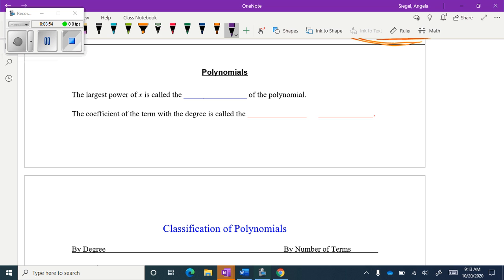Okay, so this part is nothing new. We're just going to review polynomials. The largest power of x is called the degree of the polynomial. A lot of times we need the degree to classify the polynomial. So if I have 5x to the third plus 6x to the fifth, the degree of the polynomial would be 5. The coefficient of the term with the degree is called the leading coefficient.